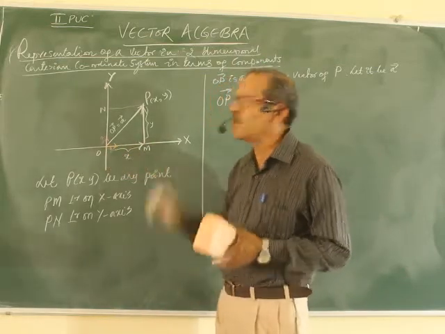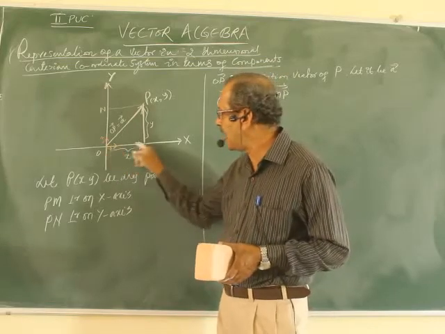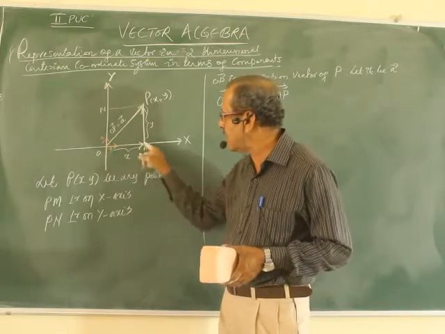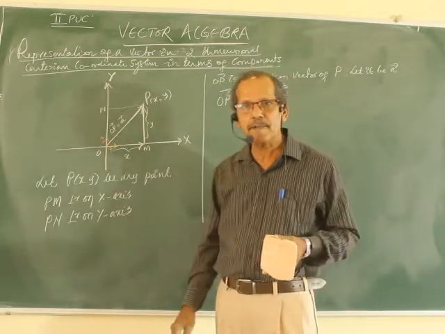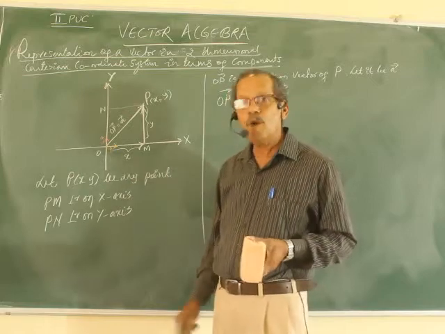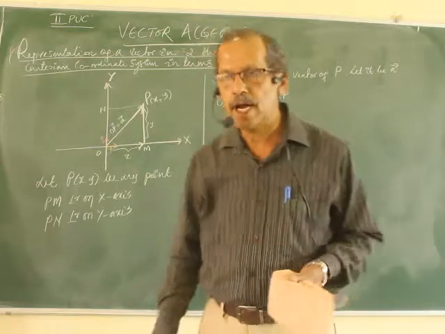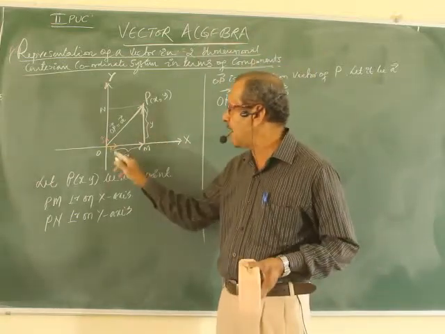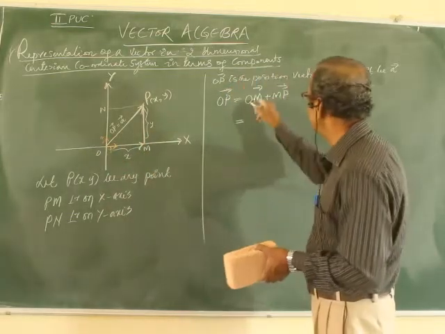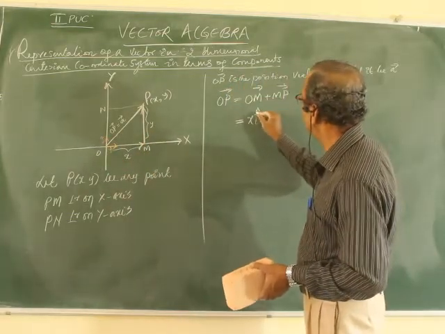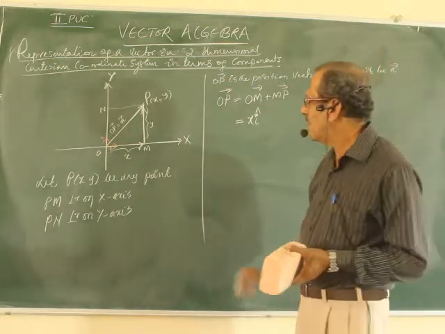How many times i cap should be added in order to get OM? Just the previous question, see. How many i cap should be added in order to get the entire vector OM? Now you know the length of this OM is x. X coordinate means what? X. How many times you have to add this i cap? X times you have to add. In order to get the vector OM, you have to add i cap how many times? X times. Therefore, I can write this one as xi.